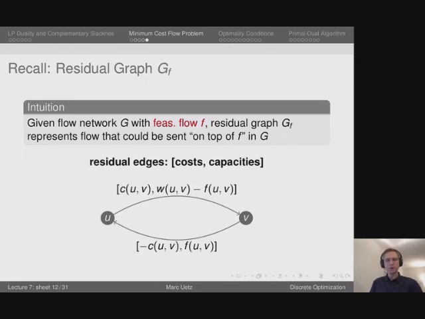Now there is one small peculiarity here, because it could, of course, be that already the original network had an arc from V to U, okay? So that means we might even get parallel arcs, but only 2 of them at most. Let me show you a little example of that.